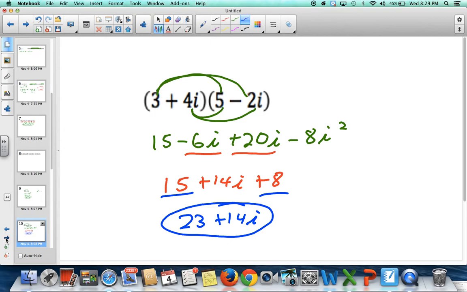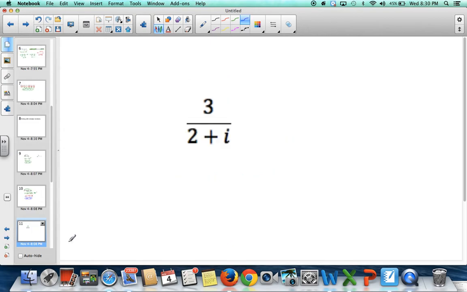Okay, almost done with this first video. I see an i in the bottom of a fraction, and that is not allowed. We can't have that. So what we have to do is eliminate this i somehow. To do that, we're going to multiply the top and the bottom by the conjugate of 2 plus i, which is 2 minus i.